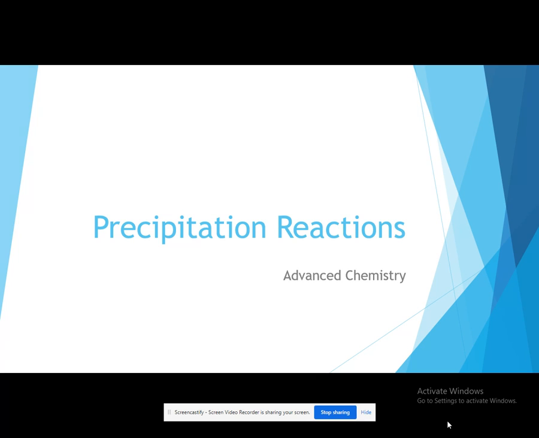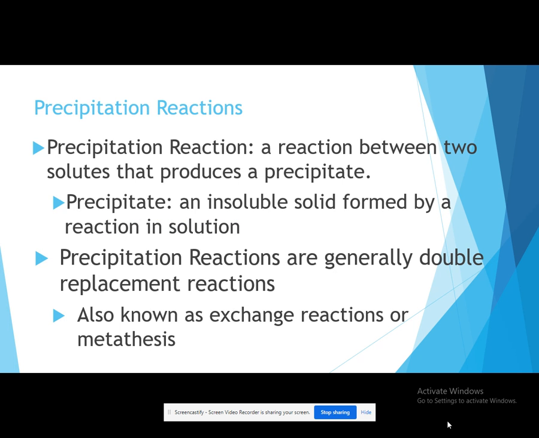Today we're going to be learning about precipitation reactions in advanced chemistry. Well, to learn about them, you first have to understand what they are. It's a reaction where you mix two solutes and it produces a precipitate. A precipitate is a solid that forms in a solution. Typically, your solution is a liquid. However, if you mix two liquids together and a solid forms at the bottom, that is your precipitate.